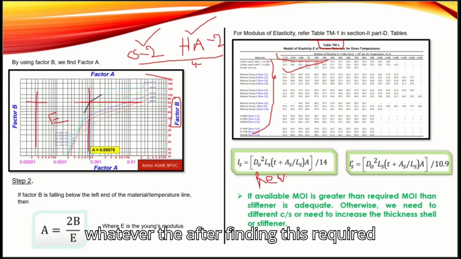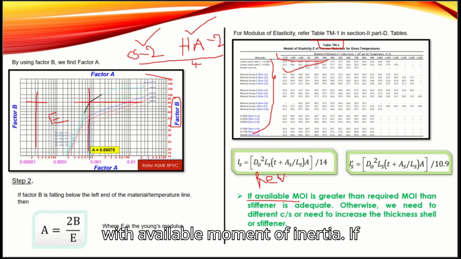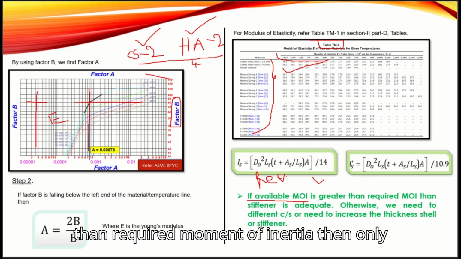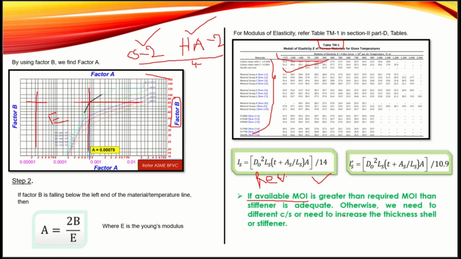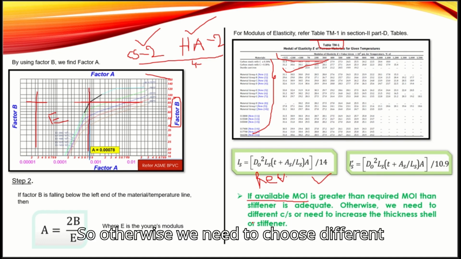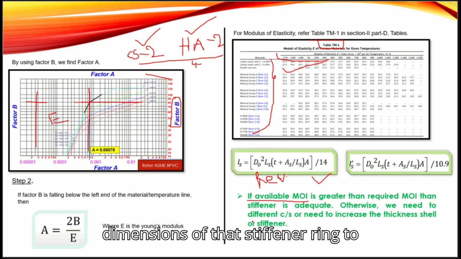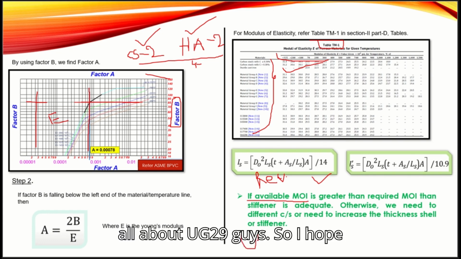After finding the required moment of inertia, you need to compare it with the available moment of inertia. If the available moment of inertia is greater than the required moment of inertia, then only the stiffener ring is adequate, then only our design is safe. You need to remember. Otherwise we need to choose a different cross section or increase the dimensions of that stiffener ring to satisfy our design criteria. So this is all about UG-29, guys.